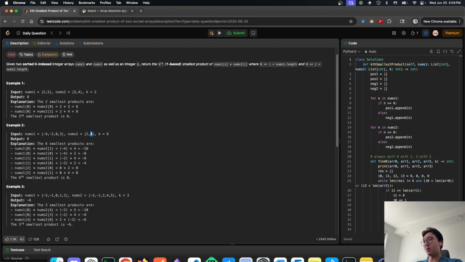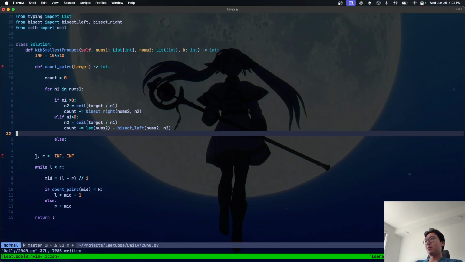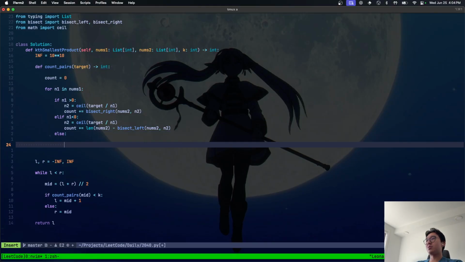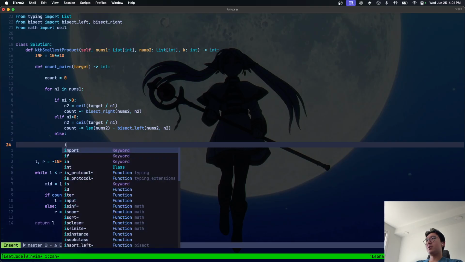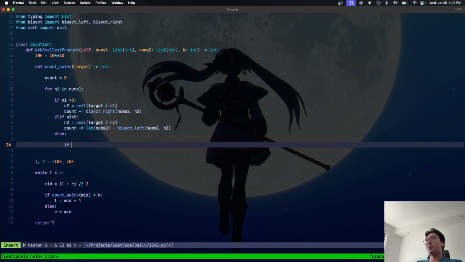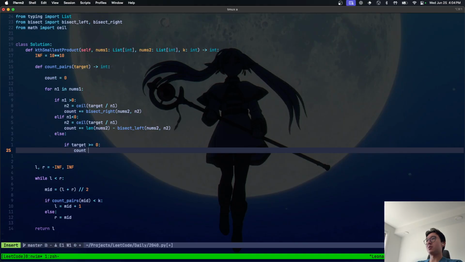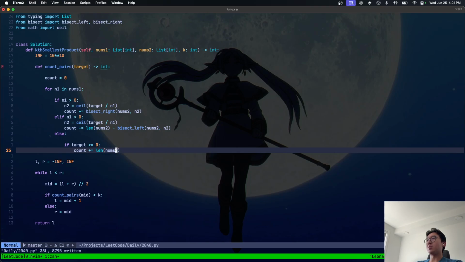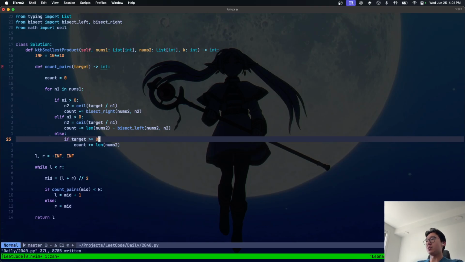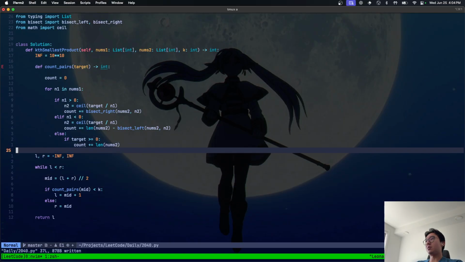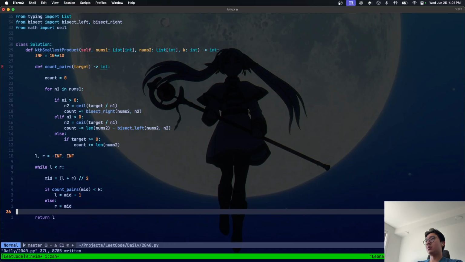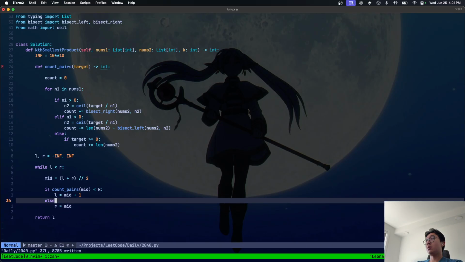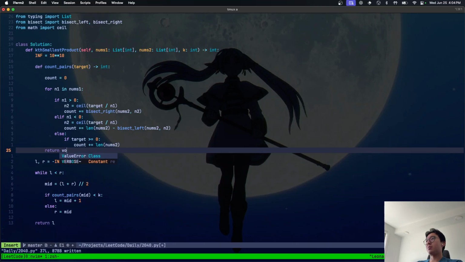Okay, let me try that, and then we can debug later. Else, the num1 is equal to 0. So if the target is greater or equal to 0, then count plus equals the length of num2, because every single number contributes. If the target is greater or equal to 0, then 0 multiplied by any number in num2 will be equal to 0 as well. So I think this should be fine. Yep, return count.